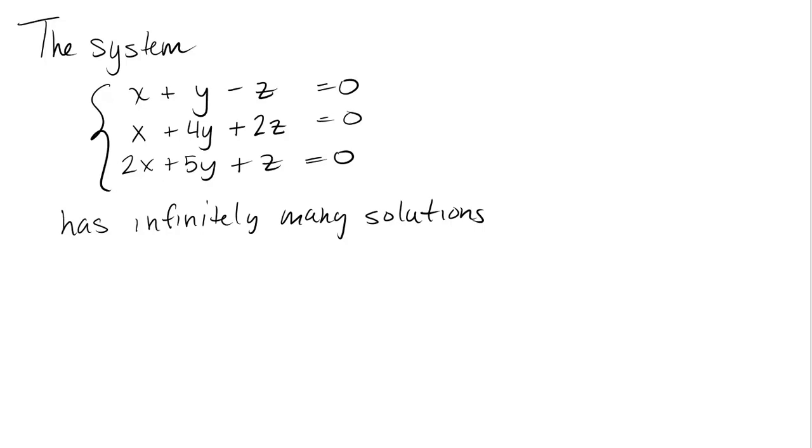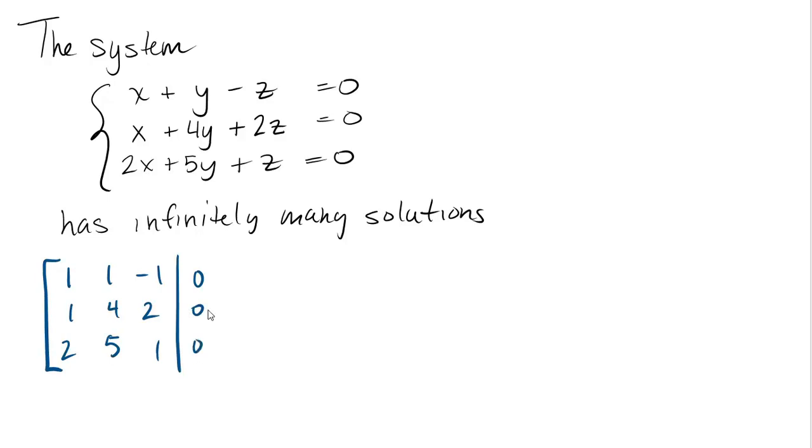But it turns out there are other solutions. And what we're going to do is find a general solution, or what I'm going to refer to as a recipe for all of the solutions. And then we'll use it to come up with specific solutions. First, let's get the matrix representation here. 1, 1, negative 1, 0, 1, 4, 2, 0, and 2, 5, 1, 0.